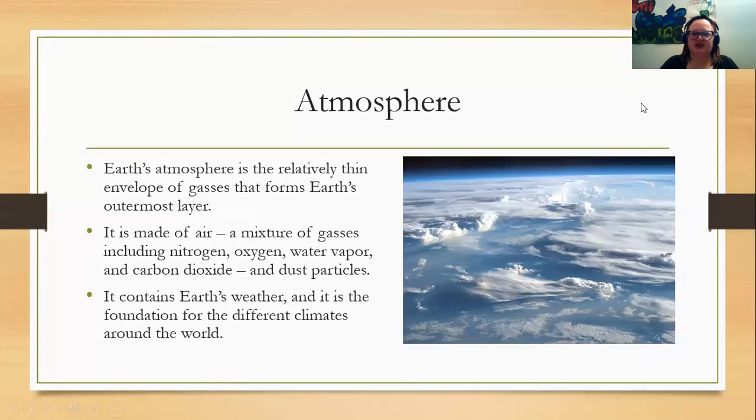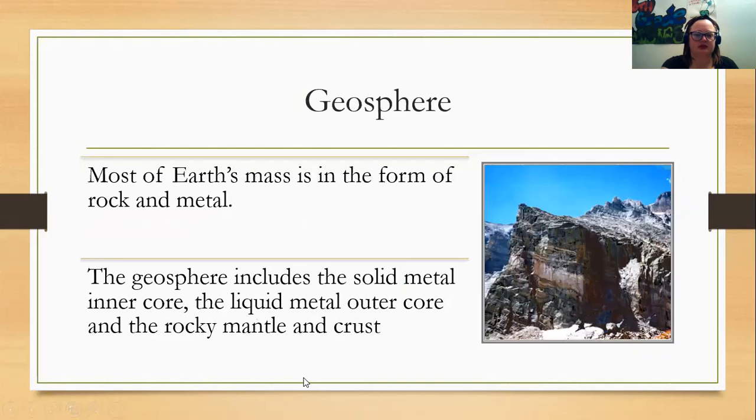So the atmosphere. Earth's atmosphere is the relatively thin envelope of gases that forms Earth's outermost layer. It is made of air, a mixture of gases including nitrogen, oxygen, water vapor, and carbon dioxide, and dust particles. It contains Earth's weather, and it is the foundation for the different climates around the world.